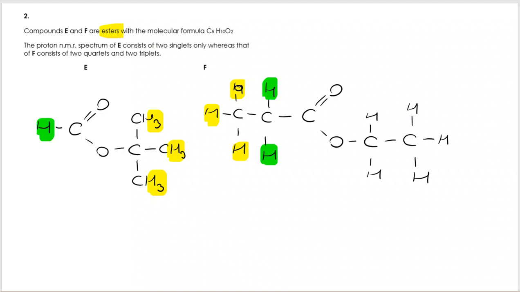My green hydrogens have got 3 neighbouring non-equivalents, so their peak will be a quartet. My yellow hydrogens have got 2 neighbouring non-equivalents, so we've got a triplet. We've got 1 quartet and 1 triplet. If I go to the other side, I have 2 hydrogens in this environment with 3 neighbouring non-equivalents. There's my second quartet. And if I go to my final 3 hydrogens, they have got 2 neighbouring non-equivalents, so that makes them a triplet.